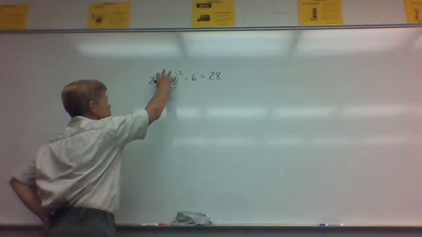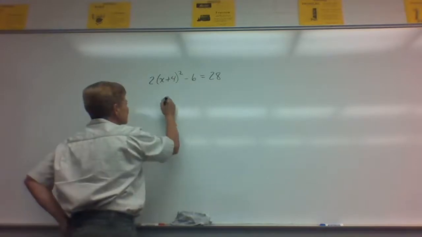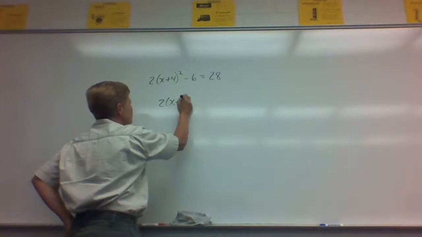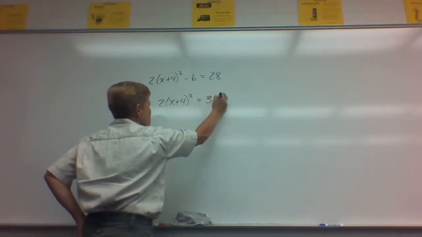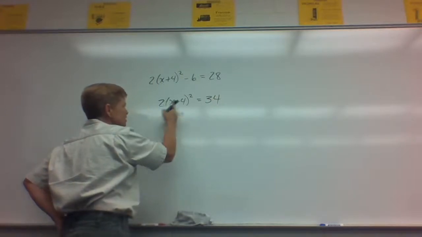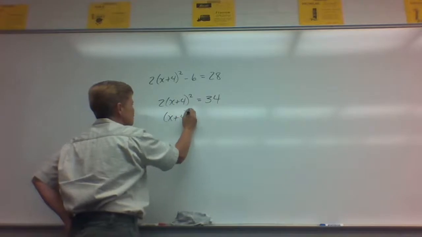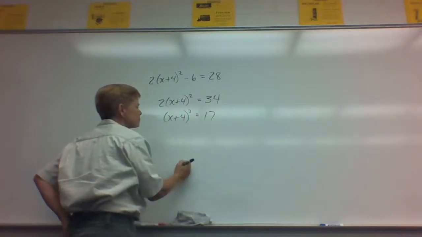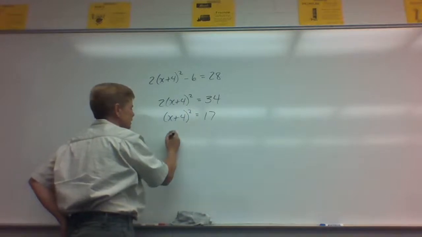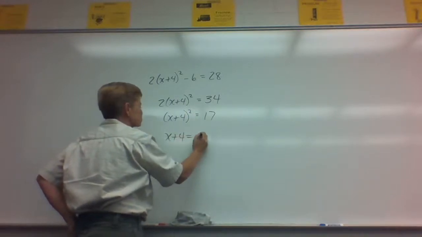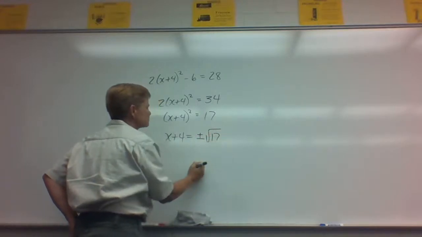So to isolate this part that's squared, I got to first get rid of that 6. Does that make good sense algebraically? So I'm going to have 2 times (x plus 4) squared equals, you got to add the 6 to the other side, which makes it 34. Then we divide by 2 because it's not being squared, and I'm trying to isolate the squared part. So I have (x plus 4) squared equals 17. Now I got to get rid of that by doing its inverse, which is square rooting, and I get x plus 4 equals plus or minus, can't forget that, square root of 17.